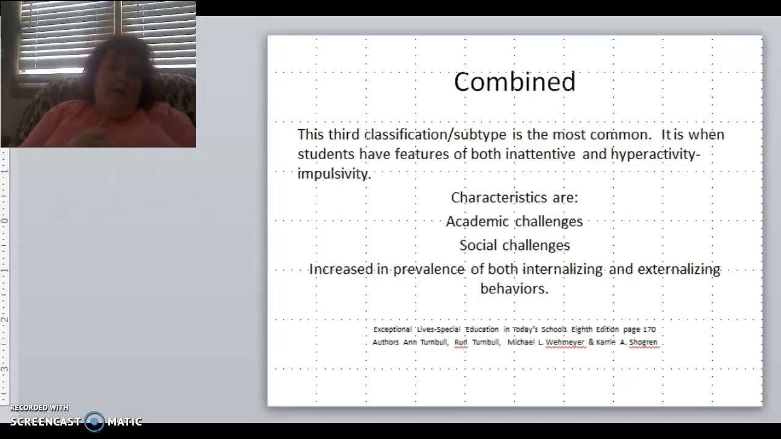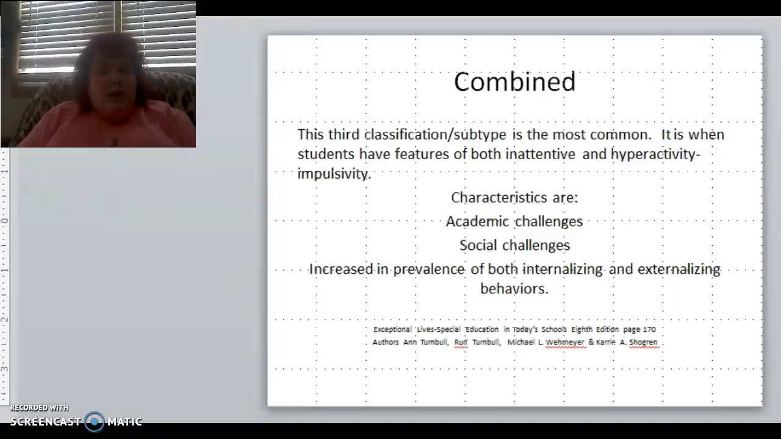Combined. This is the third classification subtype and is the most common. It is when students have features of both inattentive and hyperactivity impulsivity. They have academic challenges, social challenges, increased prevalence of both internalizing and externalizing behaviors. It's just something that they can't. Some things they'll internalize, some things they just blow up.